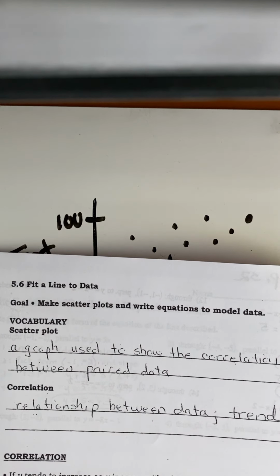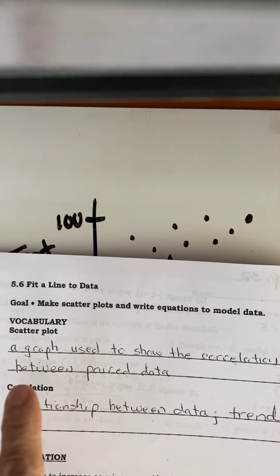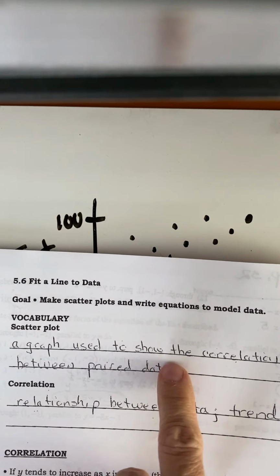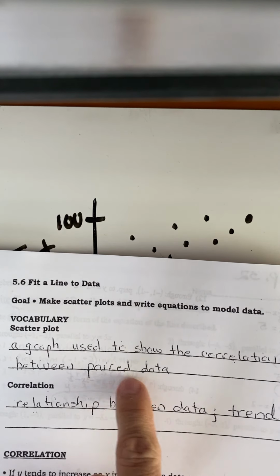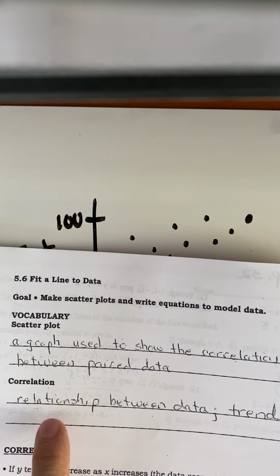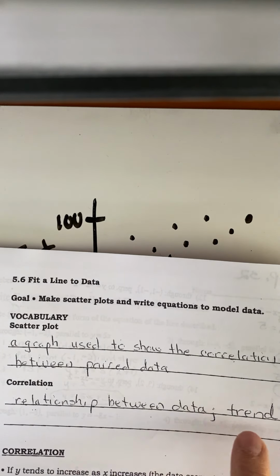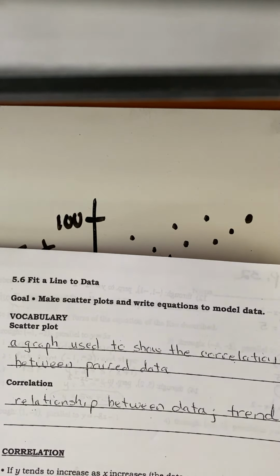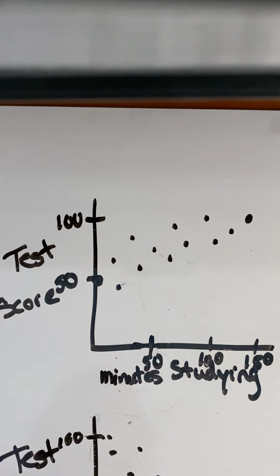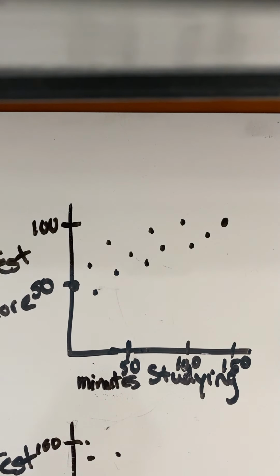Okay, if you turn to page 33, we're going to go over what a scatter plot is and what a line of fit is. Now, a scatter plot is a graph used to show the correlation between paired data. Correlation means relationship between the data or the trend, how the data relates. So let's look at my first graph.